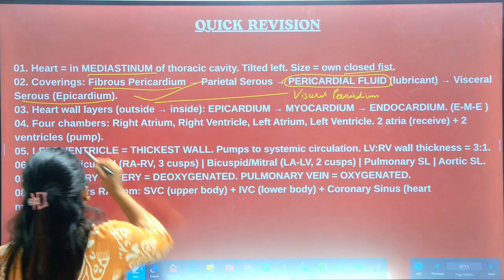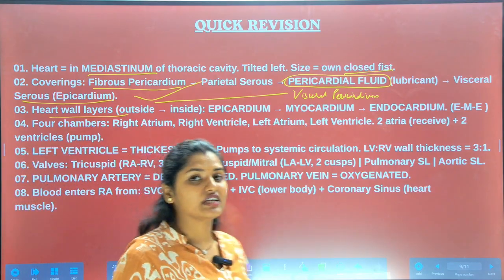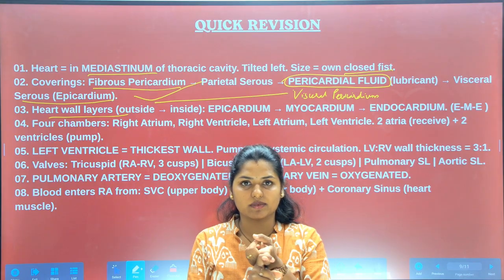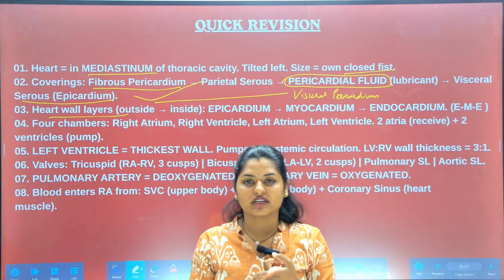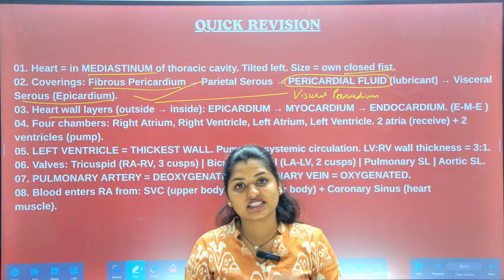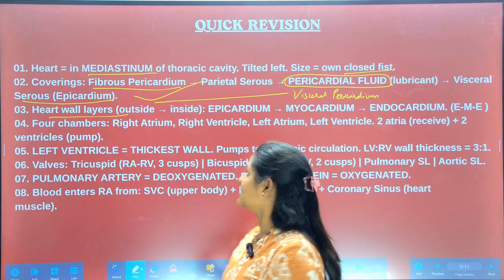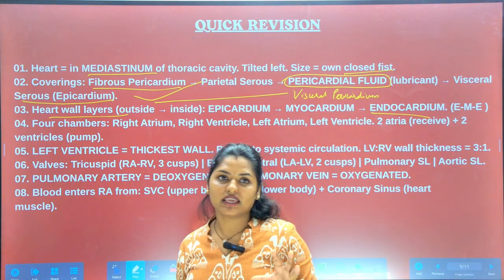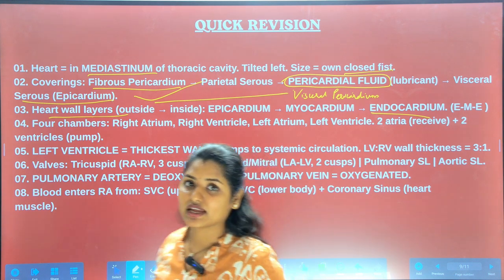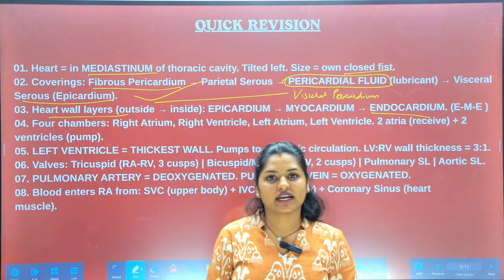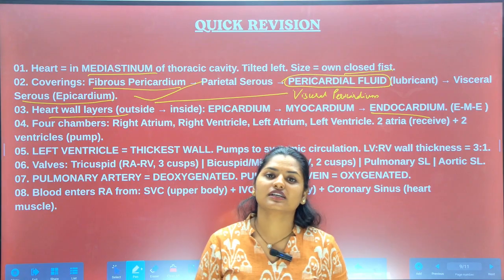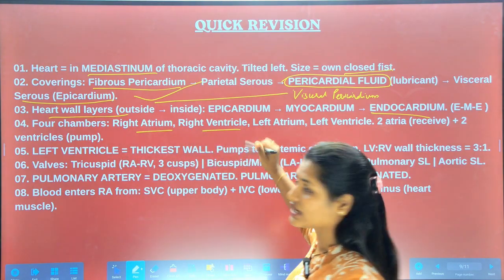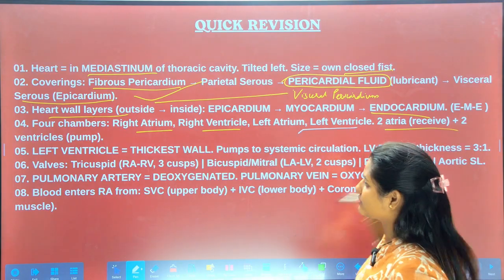Okay, next this is the heart wall layer. We have three layers of the heart, right? The layers of the heart are of three types. One is the epicardium, which is the outermost layer, the myocardium, which is the middle layer, and the endocardium, which is the inside layer. In simple terms you can remember it as EME. Now again, the heart has four chambers: right atrium, right ventricle, left atrium, and left ventricle.